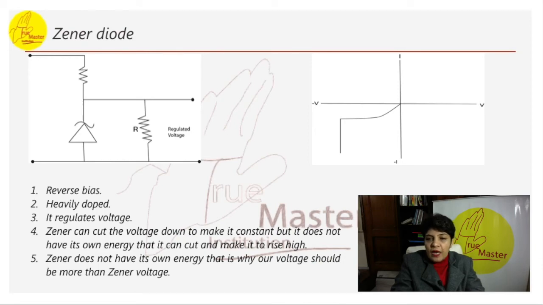And we know I is equal to nAeVd. That's the formula for the current. n is what? Number of electrons. So if the number of electrons increases, current increases.